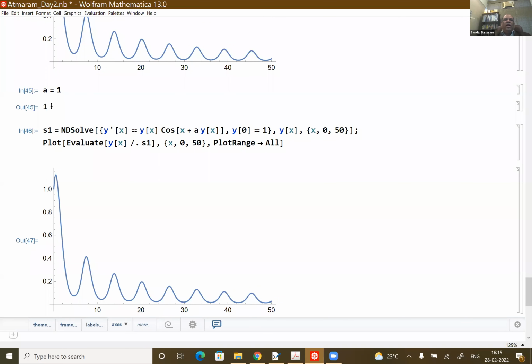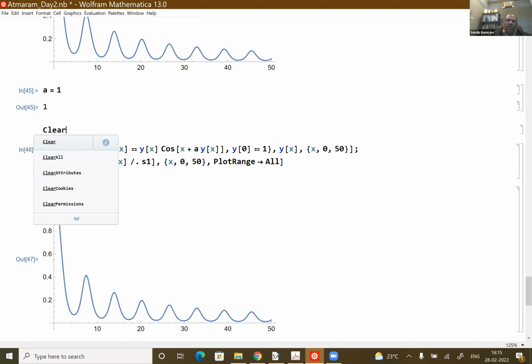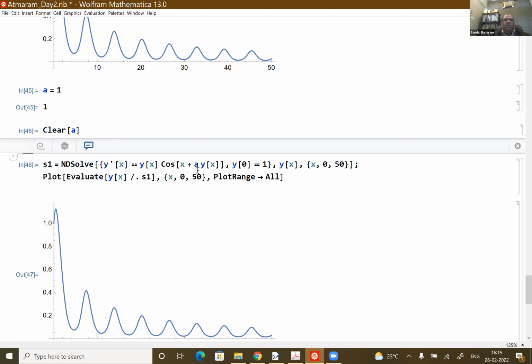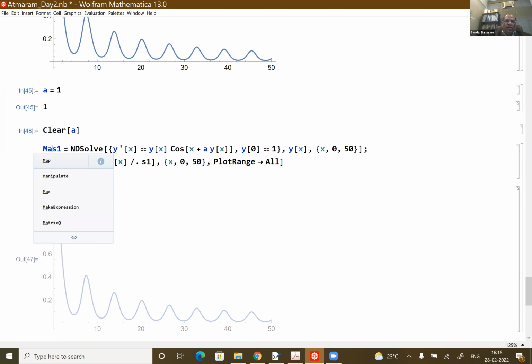Now I've attributed A equal to 1, so I will clear this A. So the idea is first to see whether this command works. Once it works, then we use that Manipulate. So I will first clear A, and the moment I clear A, the color will change, you will see. So this becomes now blue, this is also blue. So no value is attributed to A. And then I will use the word Manipulate.